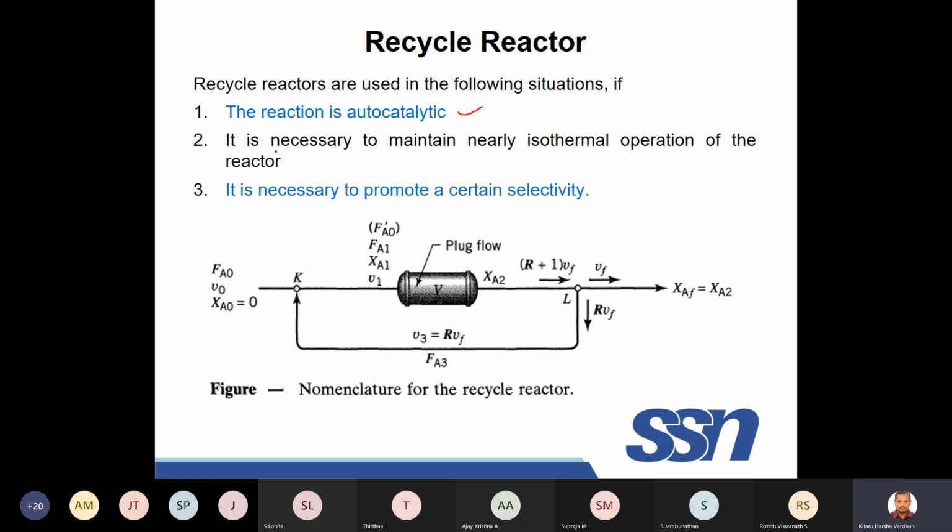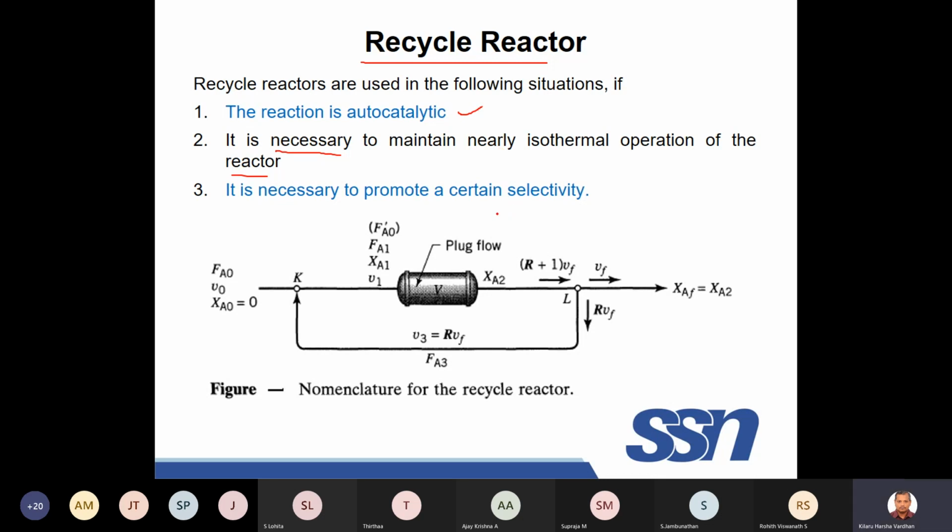One more is, it is necessary to maintain nearly isothermal operation of the reactor. One more very important point: the disadvantage of a plug flow reactor is you cannot maintain the temperature. That is one biggest disadvantage. Whereas in a CSTR, due to the mixing, you can maintain the temperature, but in a PFR, you get different temperatures inside the reactor. So to eliminate that, generally a recycle reactor may be used.